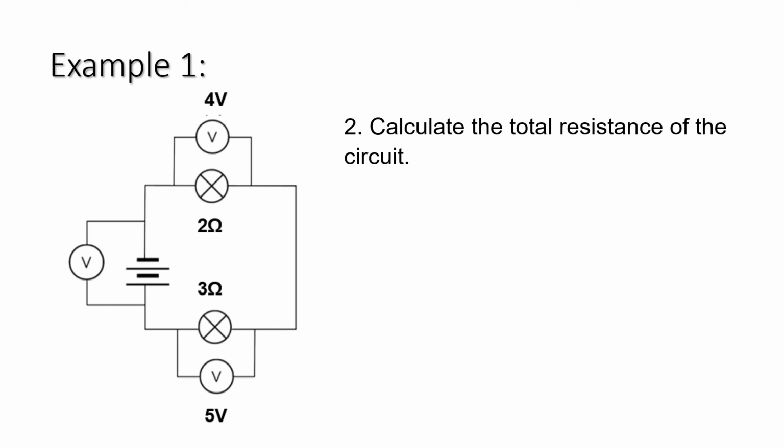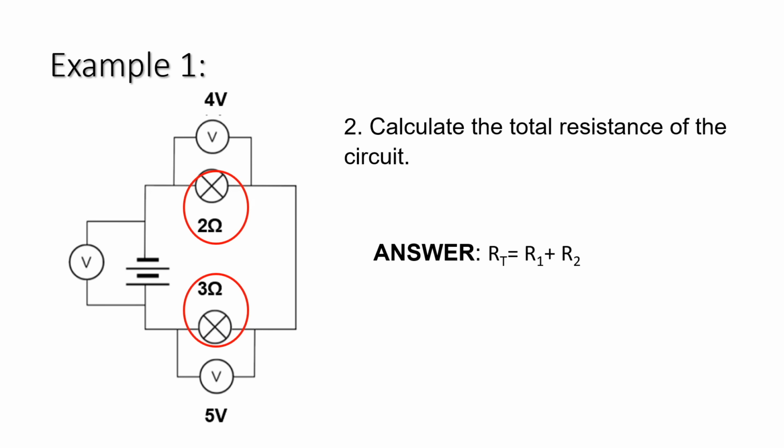Our second question we could ask is to calculate the total resistance of the circuit. In this example, we are still using a series circuit. The formula that we use to calculate resistance for series is adding the resistances together. As you can see here, we have a light bulb with a resistance of 2 ohms and another light bulb with a resistance of 3 ohms.